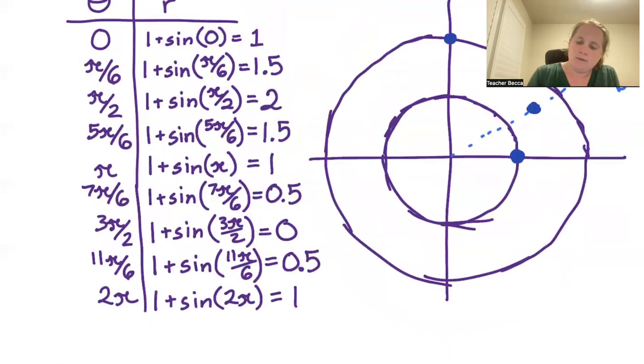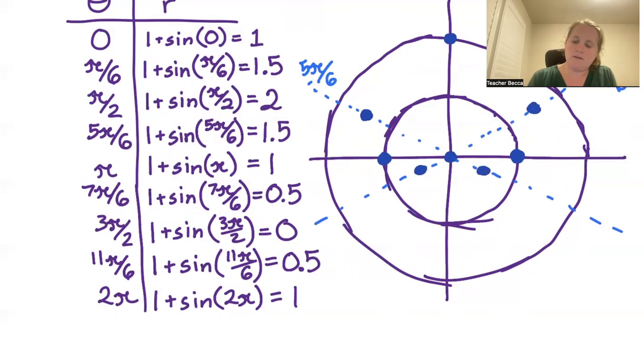So if we continue working through here, again, at 5π/6, we were at a radius of 1.5. At π, our radius was 1. At 7π/6, we have radius 1/2. At 3π/2, we have radius 0, which puts us right on the origin. At 11π/6, we're back to 1/2. And then at 2π, we're back to radius 1.